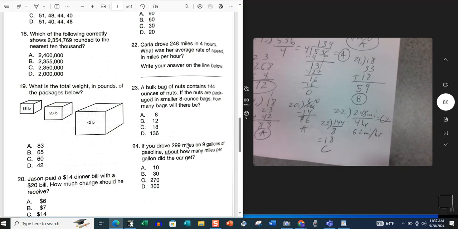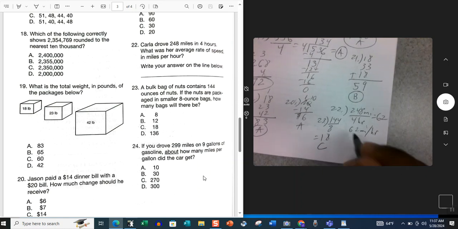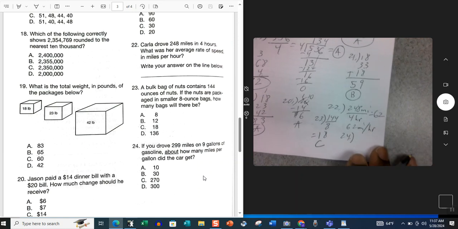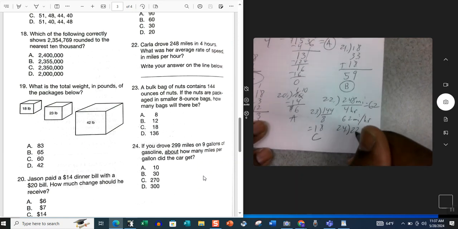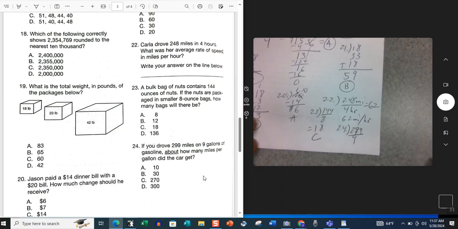Okay, now for problem 24, if you drove 299 miles on 9 gallons of gasoline, about how many miles per gallon did the car get? So we do problem 24. We'll do 299 divided by 9. So we could put that in our calculator.